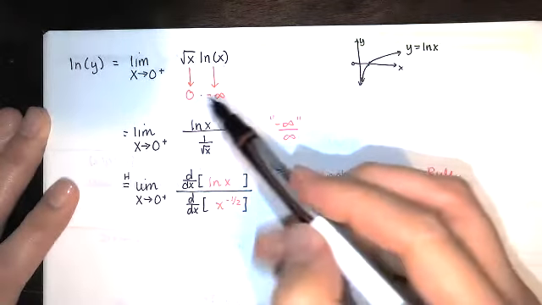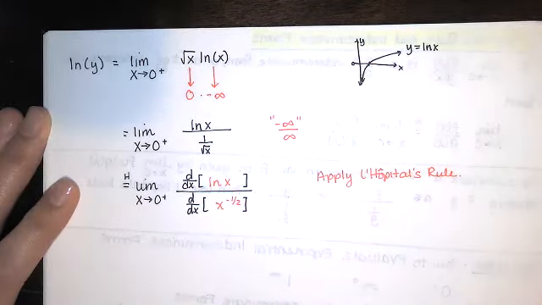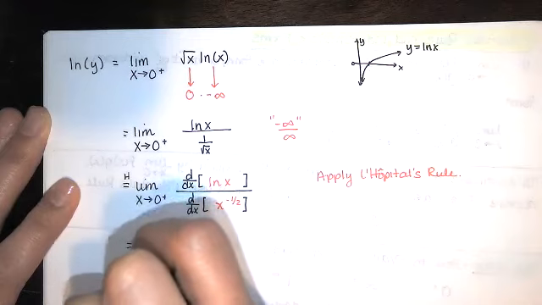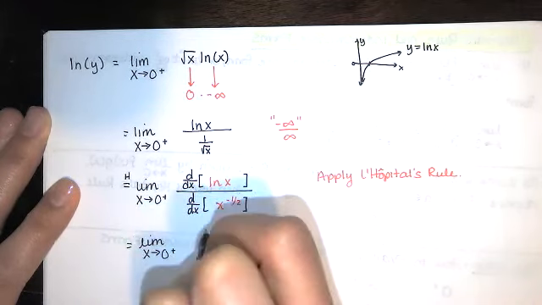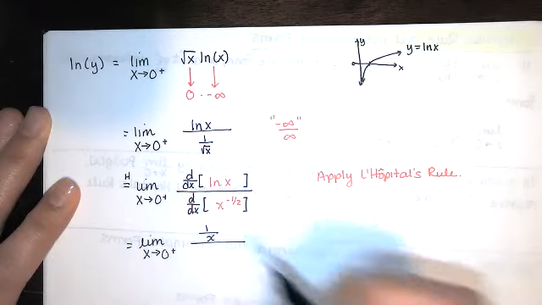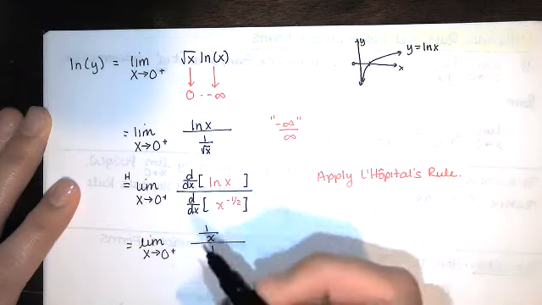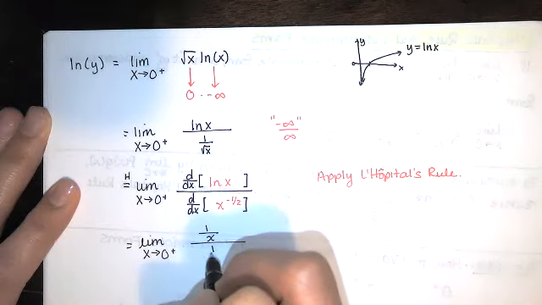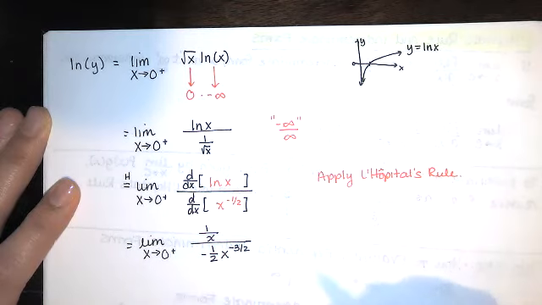So we rewrote our product in indeterminate form as a quotient, and now we applied L'Hopital's rule. And our hope is that when we're done, we won't have an indeterminate form anymore, and we can evaluate the limit. So I've got 1 over x over, the derivative of x to the negative 1/2 is negative 1/2, x to the negative 1/2 minus 1, that's x to the negative 3/2.